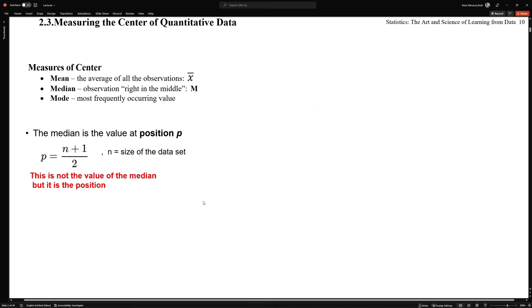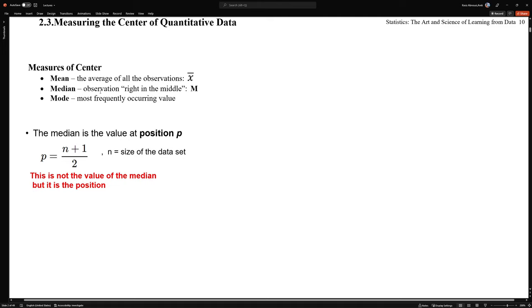So we'll start with page 10, which is the measures of center of quantitative data. We have three major measures of center for when the data is quantitative. The first one is the mean, which is the average of all observations, and it has this symbol, x bar. This is the mean for the sample.